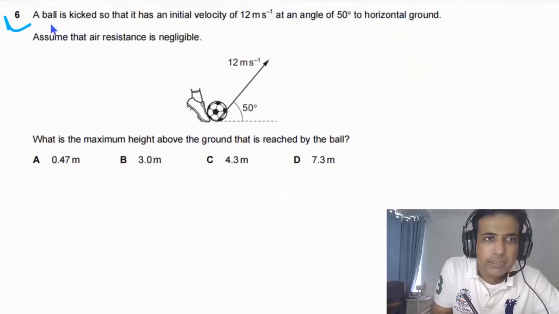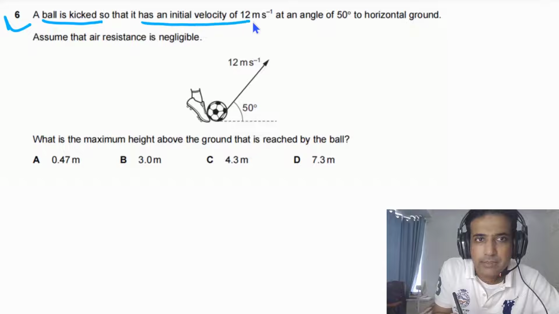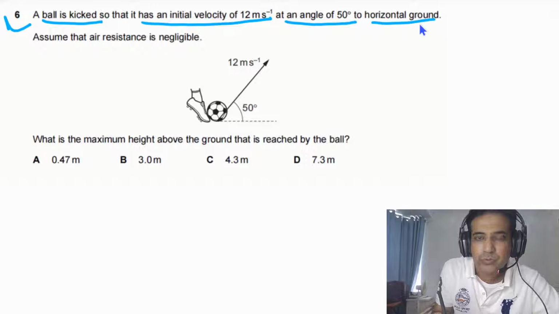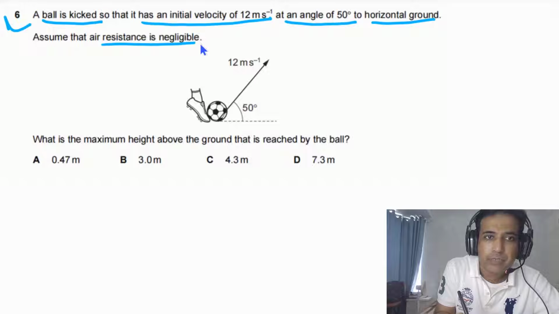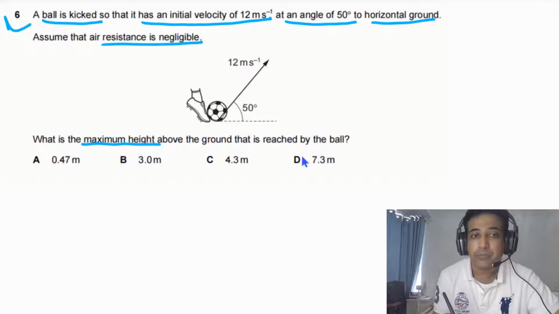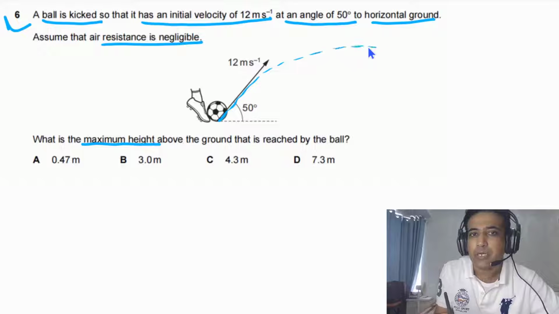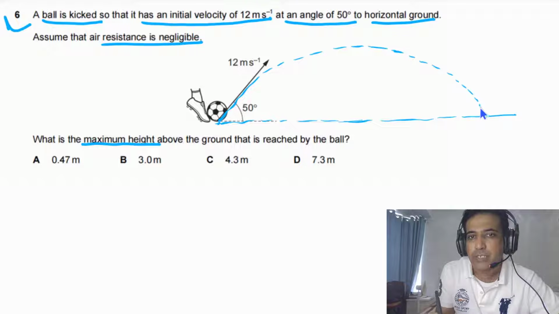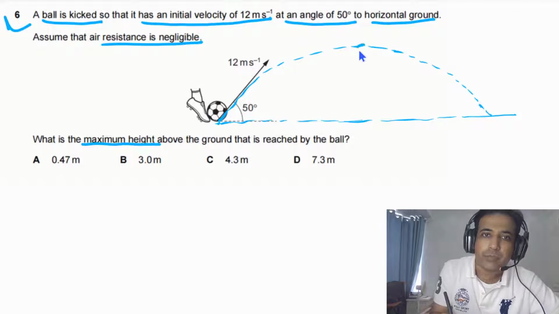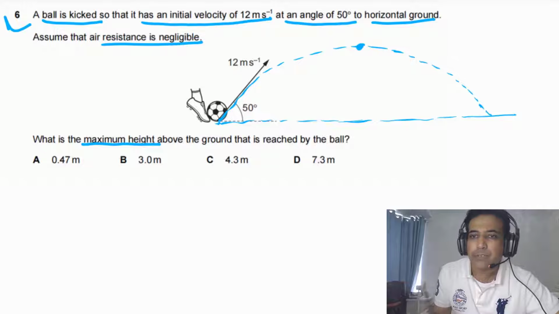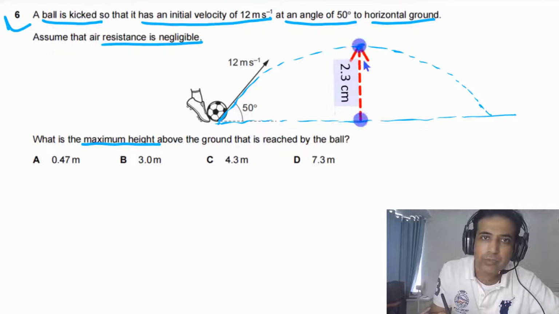Question 6 says a ball is kicked so that it has an initial velocity of 12 meters per second at an angle of 50 degrees to horizontal ground. Assume that air resistance is negligible. We need to find what is the maximum height above the ground that is reached by the ball. So this is a parabolic path, meaning this ball will follow this trajectory. So this is the maximum height. For this question we need to find the value of this maximum height.